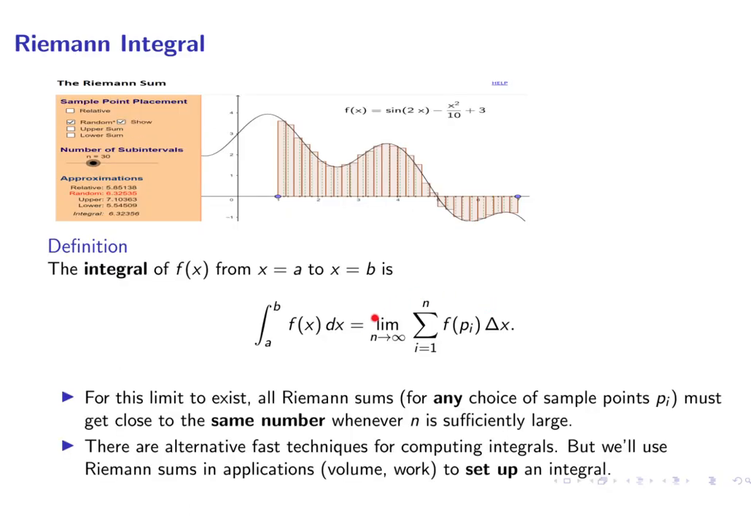Now let's look more closely at this limit. In order for this limit to exist, all Riemann sums for any choice of sample points must get close to the same number whenever n is sufficiently large. Computing such a limit directly is a laborious task. Luckily, there are alternative fast techniques for computing definite integrals. However, we still need to learn Riemann sums because we are going to use them in applications in order to set up a definite integral.